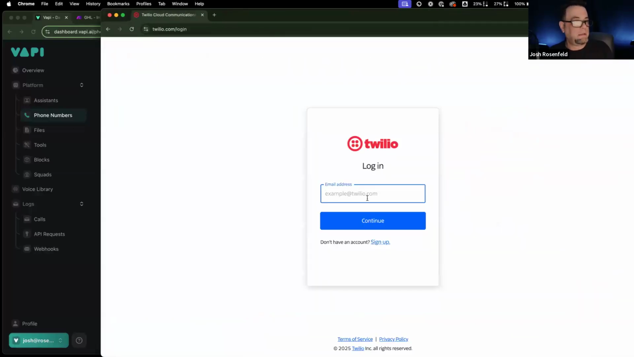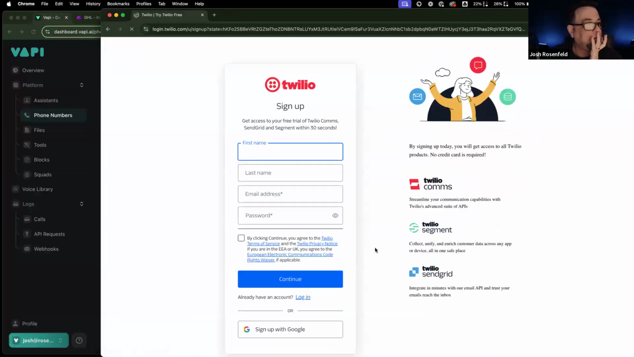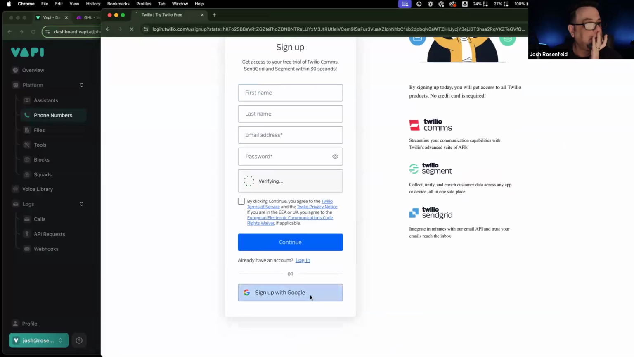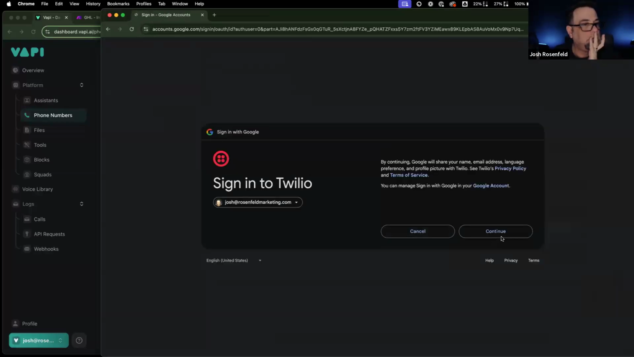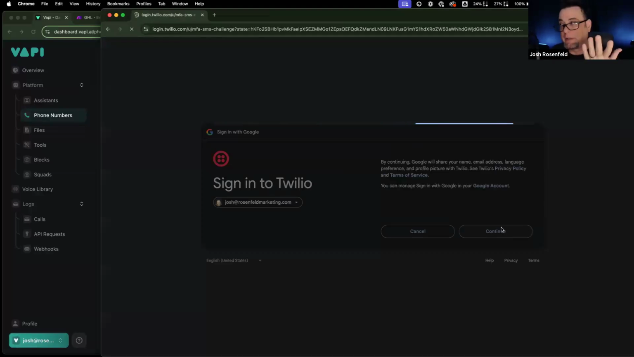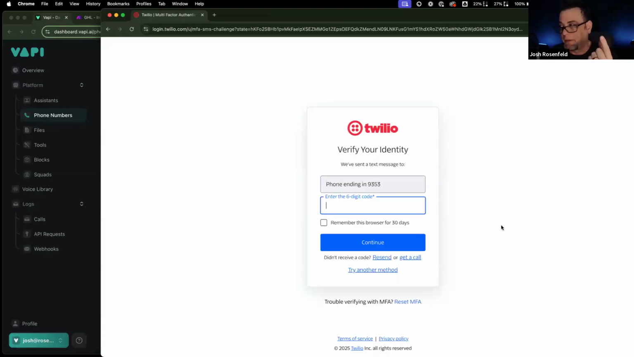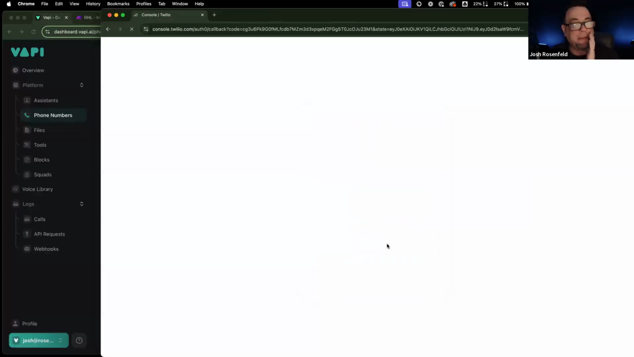Let's see if I have an account. Hope I can sign up with Google. Oh, thank God. All right, so you sign up. It's not free. You got to pay for the numbers, but it's probably a little bit cheaper than going through Vapi, to be honest with you. Okay, so it sent me a thing. It's super secure. This is no joke website. They have billions.